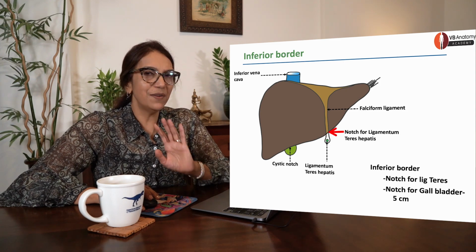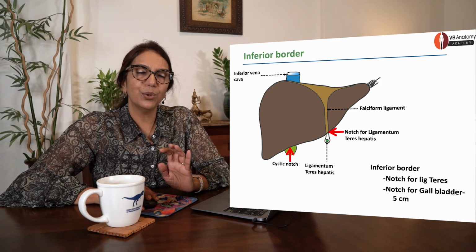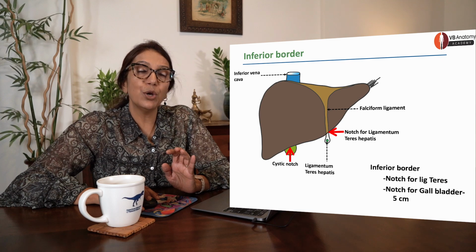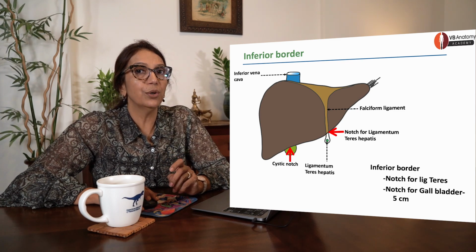Okay. So inferior border, that's all you should really know. Don't worry about it too much. Of course, when you're palpating the liver, this is the border you're trying to feel for.